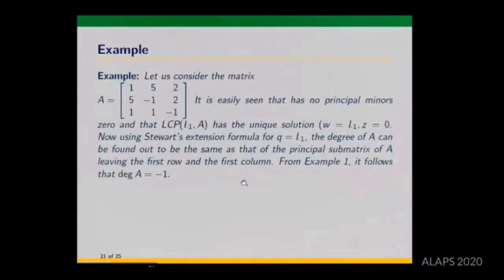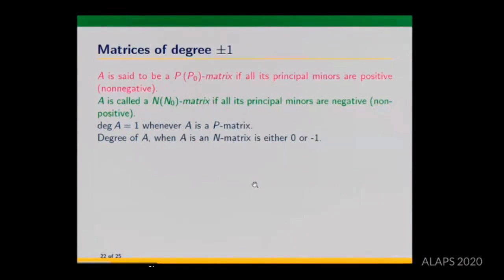So it follows that the degree of A is -1. Now we are going to discuss the matrices of degree plus or minus 1. As all of you know, a P matrix in the context of LCP is very important, because if A is a P matrix, then LCP (q, A) has a unique solution for all q belonging to Rn.